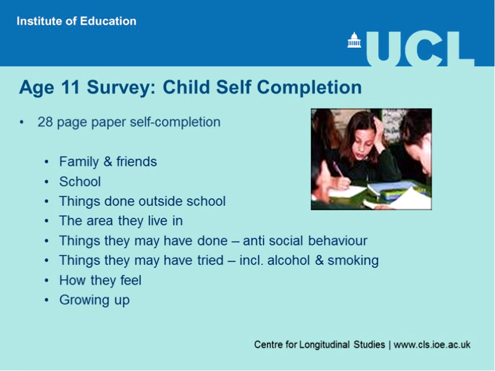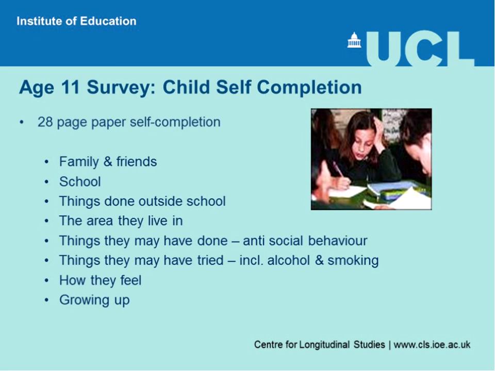The age 11 self-completion included questions on family and friends and other children as well, in which we included experiences of them being bullied and also perpetrating bullying. We also asked a lot of questions about the things that they did at school, how they found school, and activities that they took part in outside of school, including computer and internet use.